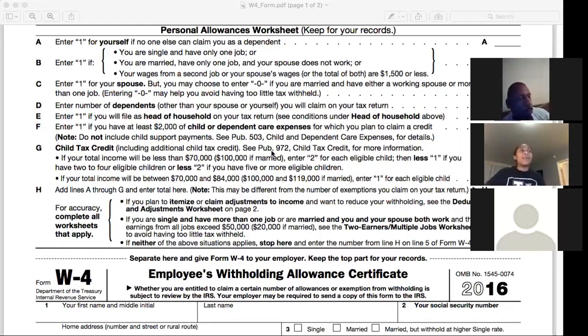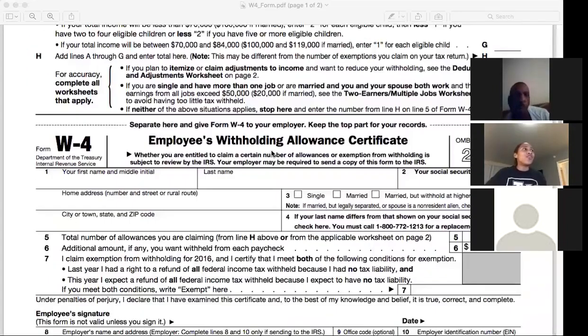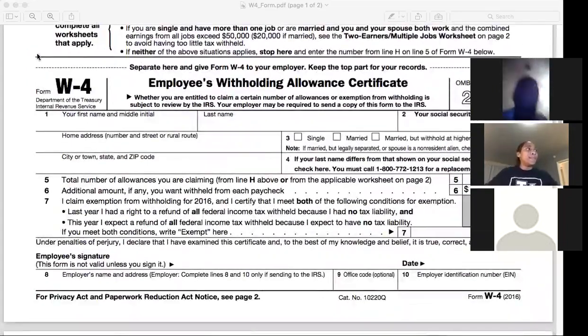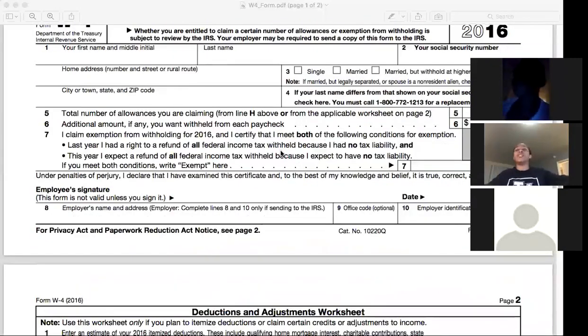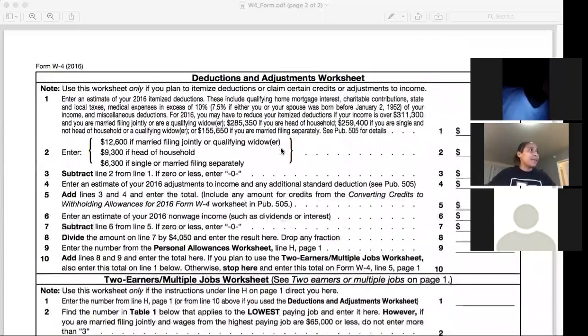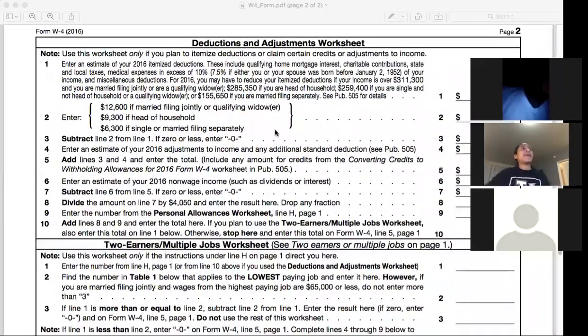But now, because you're in the business, this is what we came here for. Scroll down this section here that says employee, right here under the dotted line. We're going to come back to this because this is what you fill out after you've done page 2. So here's page 2, guys. And this is going to be pretty quick. This is page 2. It's called the Deductions and Adjustments Worksheet. Use this worksheet only if you plan to itemize deductions or claim certain credits or adjustments to income. Okay? You can fill this out because you're going to have business deductions. Okay? You're going to have some adjustments to your income because you have a home-based business.